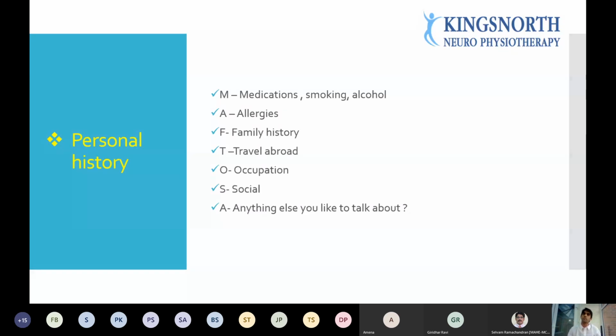I found it is important to dwell a bit deeper about why we are taking those medications. Why are we asking for the list? And the allergies, family history. There are so many diseases that are associated with family history. And then traveling abroad. Sometimes people pick up some viral infection from a different place when they went, and they might end up having some GBS symptoms. So it's important to know where they have traveled sometimes.